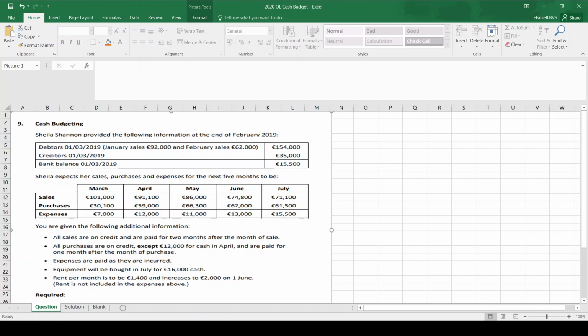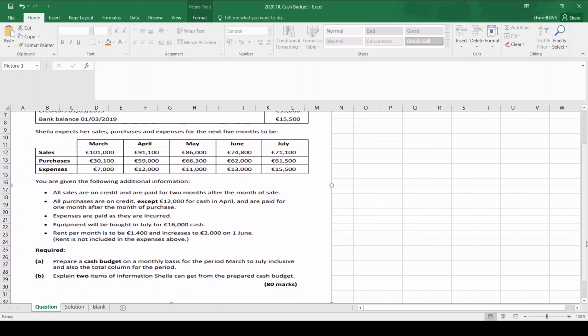Hi, today we're going to have a look at the 2020 Ordinary Level Cash Budget, which is always question 9 on the exam paper. We're asked to prepare a cash budget for the period March to July inclusive and also a total column. Sometimes we're also asked to prepare a budgeted balance sheet, but we're not in this question. And then there's usually a small bit of theory. So we're just going to have a look at the cash budget.